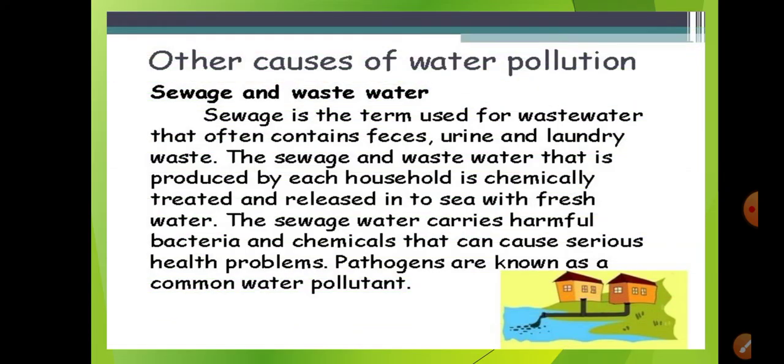Sewage and wastewater. Sewage is the term used for wastewater that often contains feces, urine, and laundry waste. That is the wastewater that has feces, meaning the water coming from the toilet, and the laundry waste, that is the water coming from the washing of the clothes. These are termed as the sewage. So the sewage and wastewater produced by the houses needs to be treated chemically and released into the sea along with the fresh water.